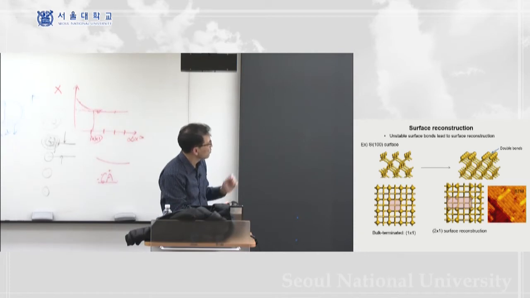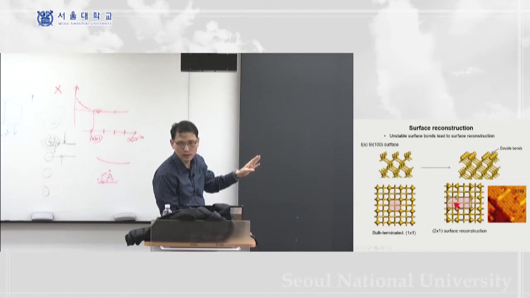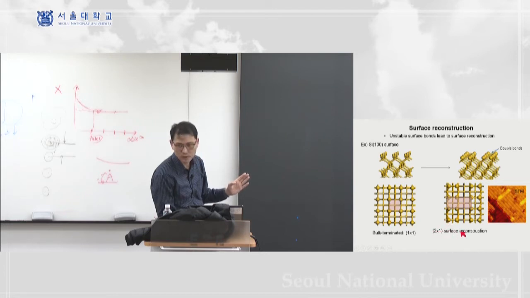And one consequence of this reconstruction is that it changes the periodicity. Originally it was 1 by 1, but in order to form the bond, the periodicity is broken and changed from 1 by 1 to 2 by 1. These two atoms are now getting closer, and then farther and closer and farther, like that. Following this periodicity, we call this a 2 by 1 surface reconstruction.